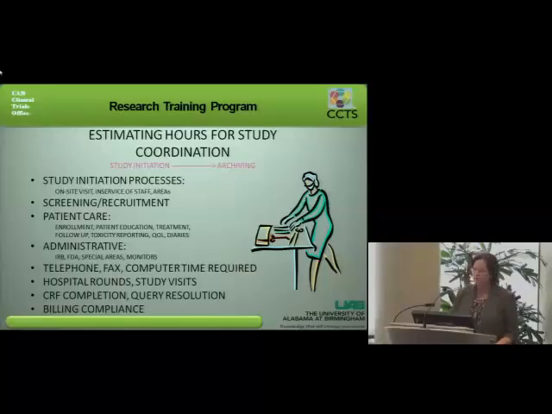They'll be scheduling monitor visits, working with the monitor as they review the data. There'll be telephone, fax, computer time required. There may be hospital rounds and certainly some study visits. They'll be involved in CRF completion and query resolutions, and they are responsible for maintaining billing compliance.